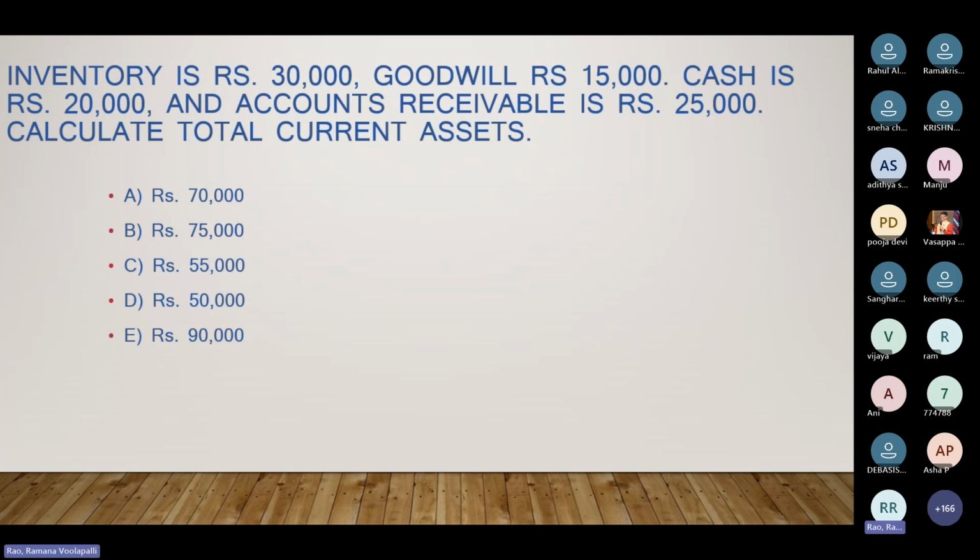See, now what are the current assets? First, you identify inventory is a current asset. Stock, yes, 30,000. Goodwill, I told you, is an intangible asset. Intangible asset means which cannot be seen or touched. So here I will not take goodwill. Inventory 30,000, cash 20,000, that is 50,000. Account receivable 25,000 is also a current asset. 50 plus 25 is 75,000. Answer is B. Okay, Dev sir, E, yes. Answer is only B.